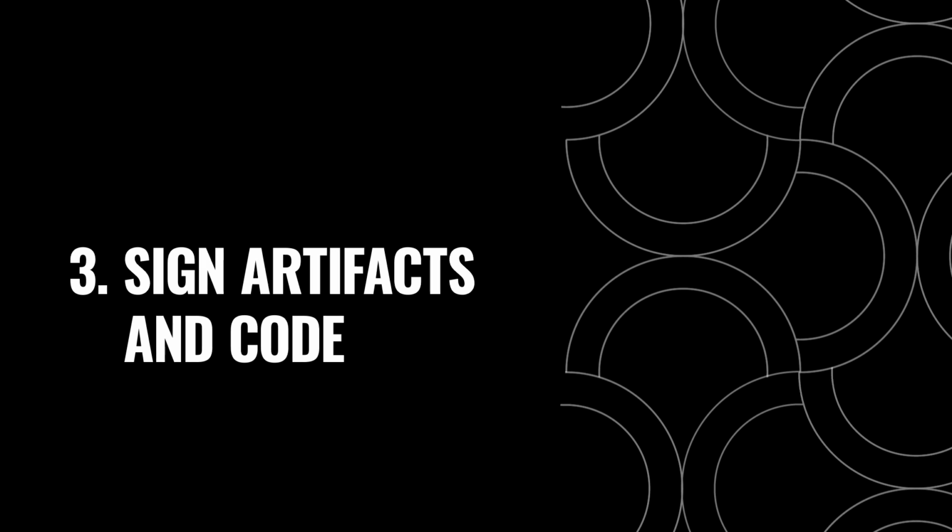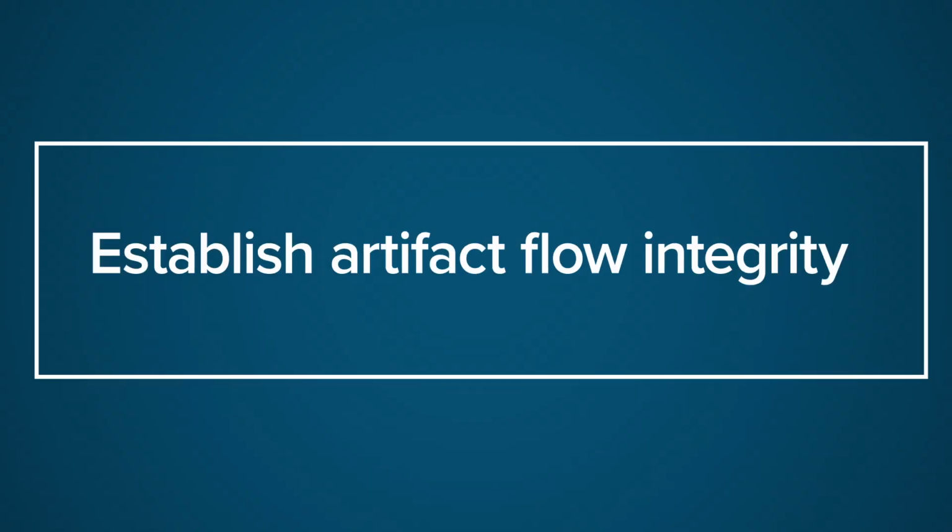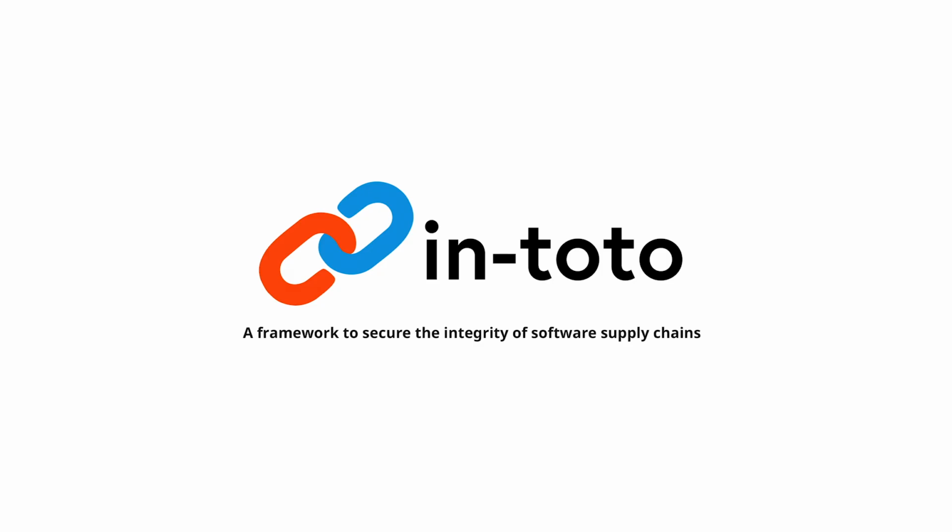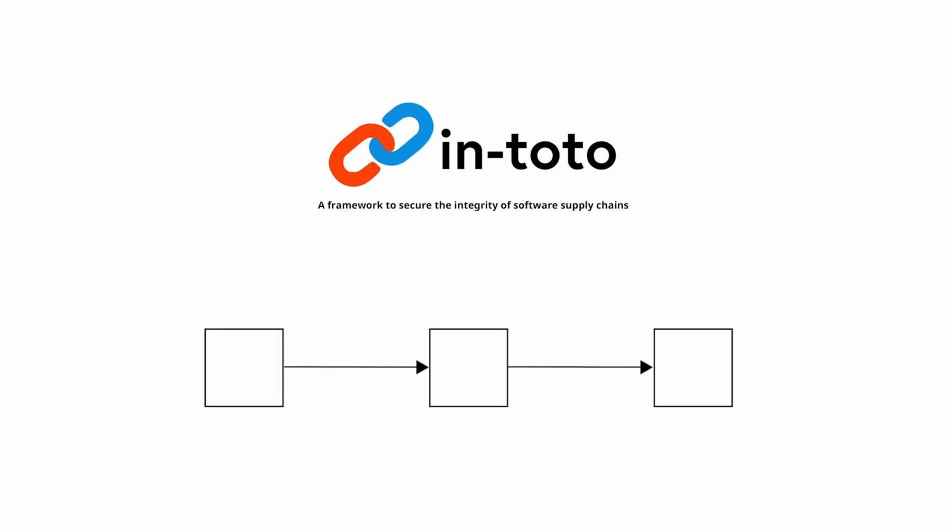3. Sign artifacts and code. Finally, it's important to establish artifact flow integrity to defend against software supply chain attacks. Leverage the in-toto framework using cryptographic signing, where building steps are defined in a layout and then signed by a project owner using public key cryptography.